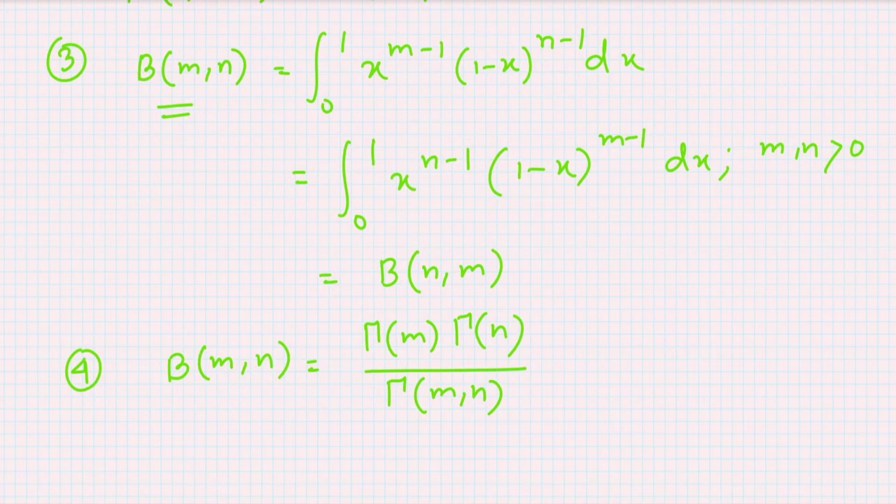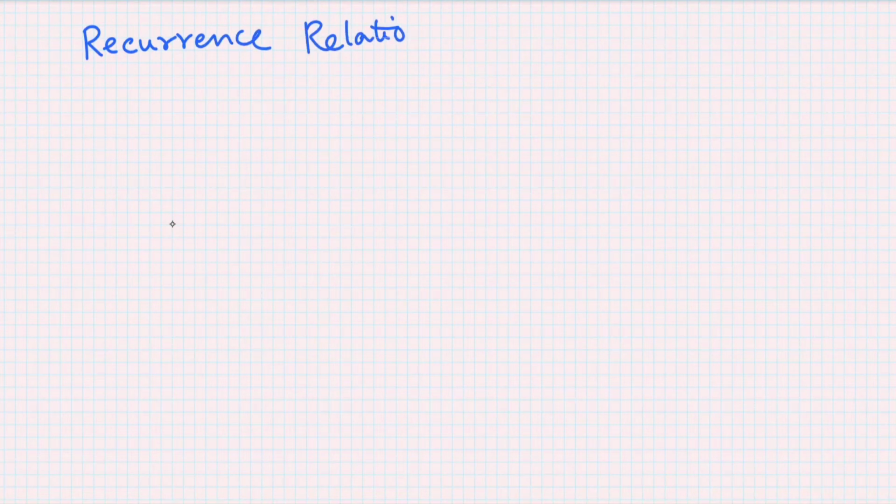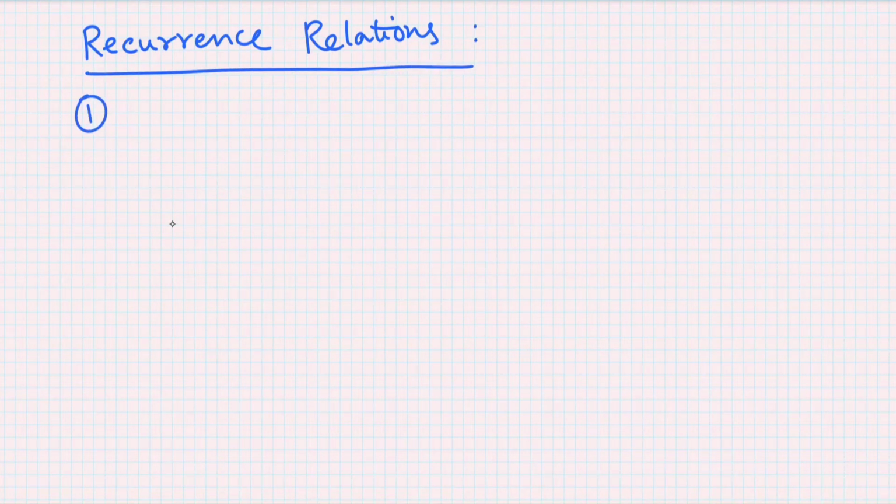This is the main relation between beta function and gamma function. So these properties are very important. So let us come to the point, recurrence relation of beta function. We are not showing the proofs of this recurrence relation, we are just saying the recurrence relation. So now recurrence relation, since these recurrence relations are most important things of Bessel functions.